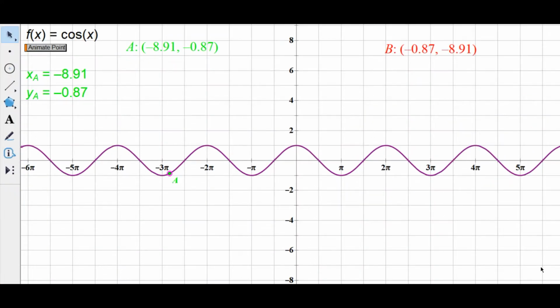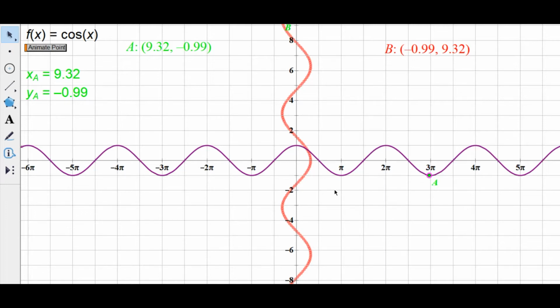Okay, so now if we work similarly with cosine, here we have the graph of cosine of x. Again, the green point is a point along the cosine graph, and the red point is going to be that inverse point. We animate that point, and we get the red dots here showing us essentially the graph of inverse cosine.